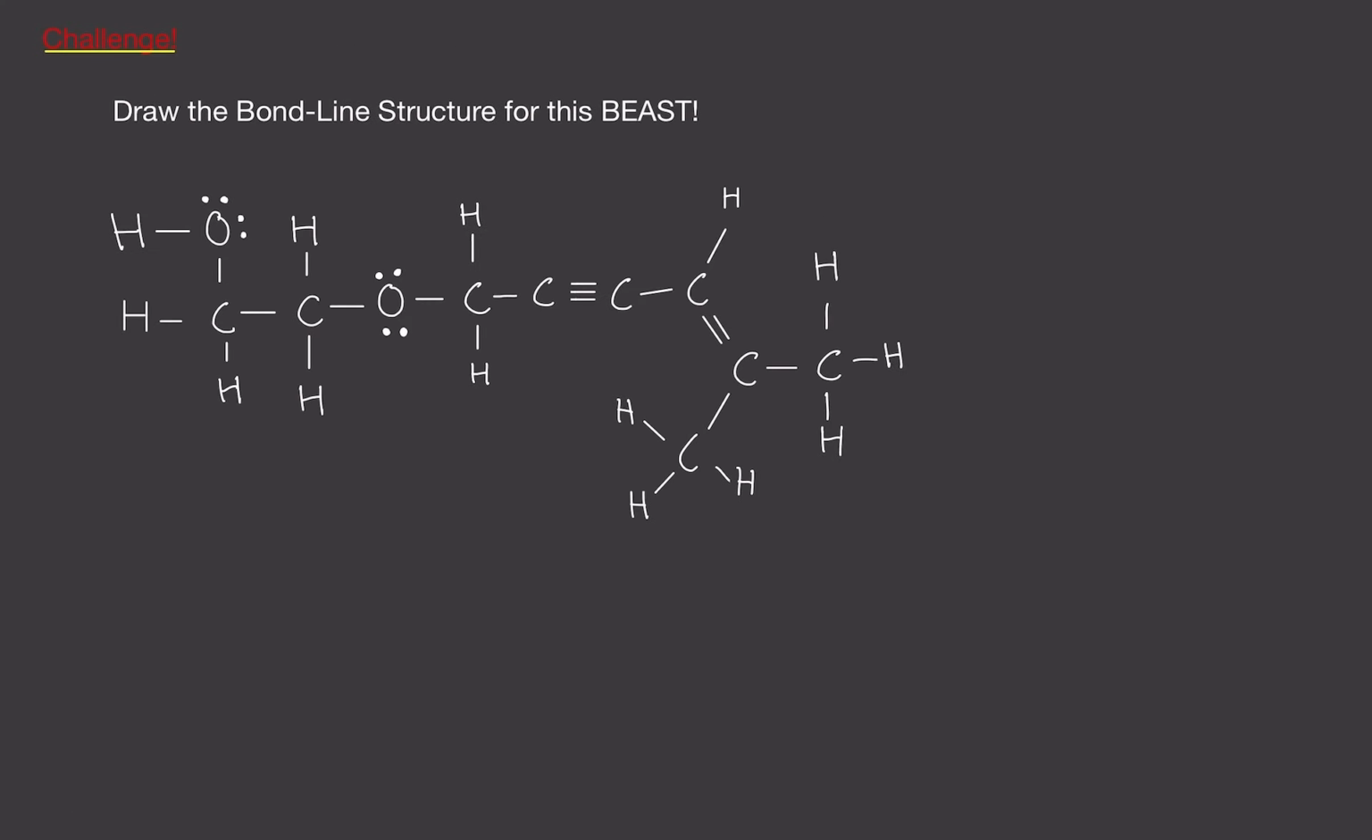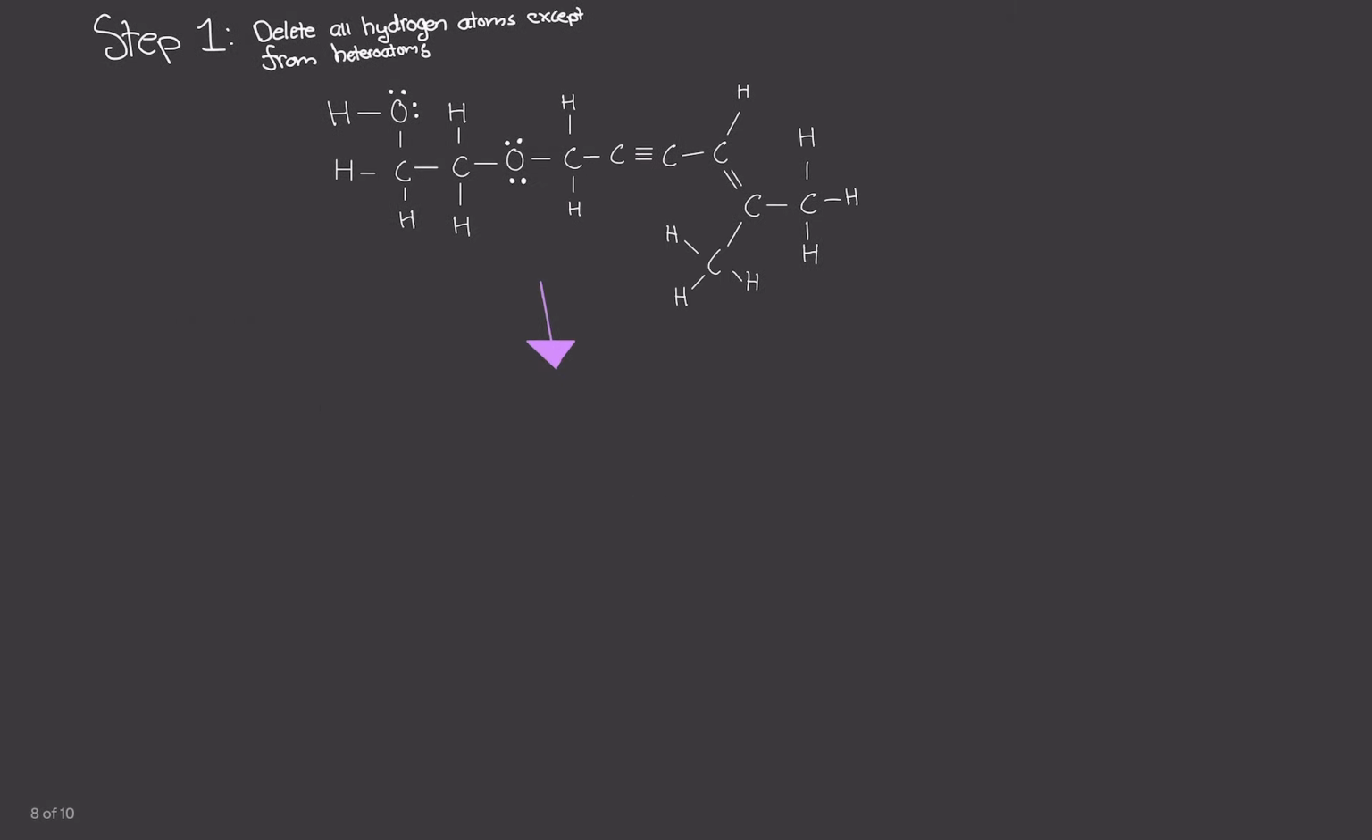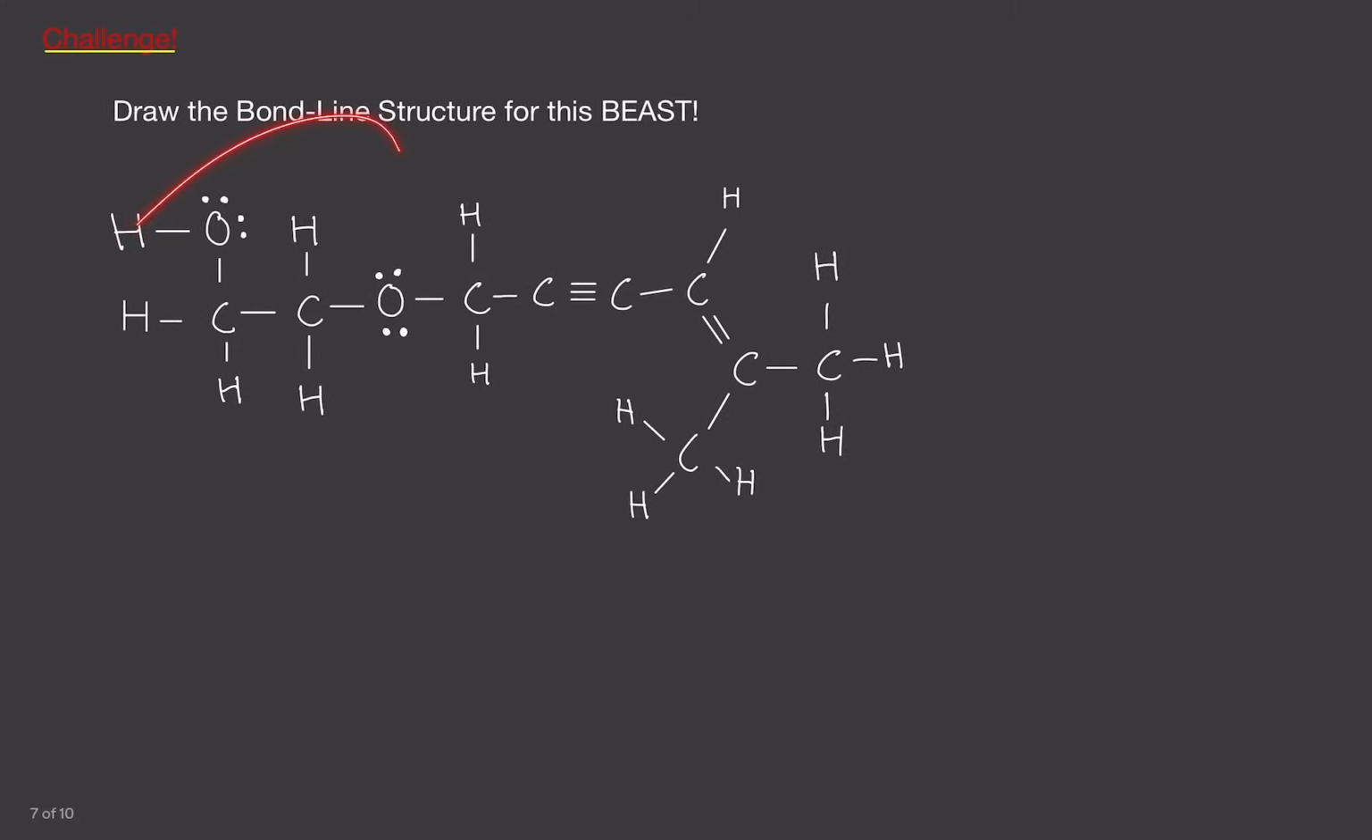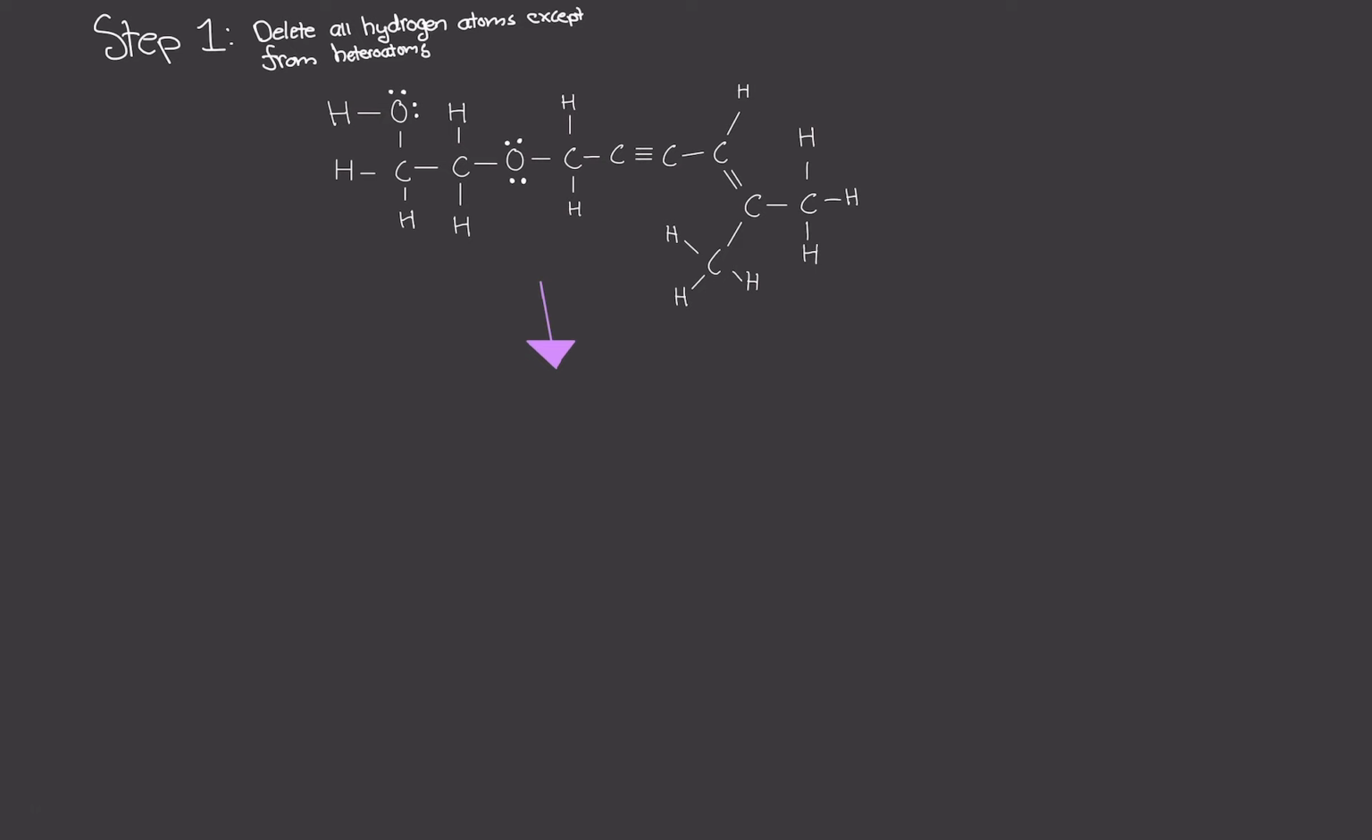Draw the bond line structure for this massive beast. Okay, we'll take it slowly. All I did is just copy this, so this is the exact same thing as this. The first thing is you need to delete all the hydrogens except the heteroatoms. So all the hydrogens you see, delete them, erase them, and only include the ones from the heteroatom. So let's do that.